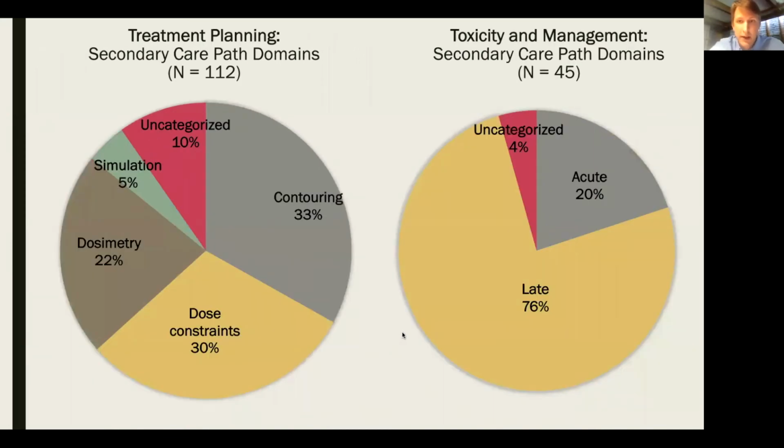In terms of the least represented care path domains, under treatment planning, we can see the secondary categorizations had to do most with contouring, dose constraints, and dosimetry, while simulation was relatively infrequently asked. And then under toxicity and management, we can see most questions had to do with late toxicity evaluation and management, and relatively few acute management questions or acute toxicity questions.